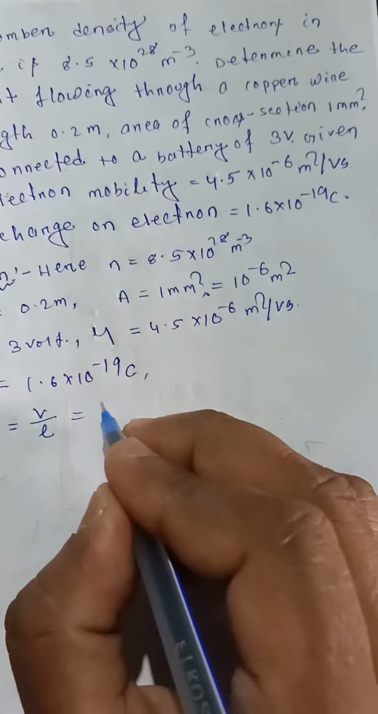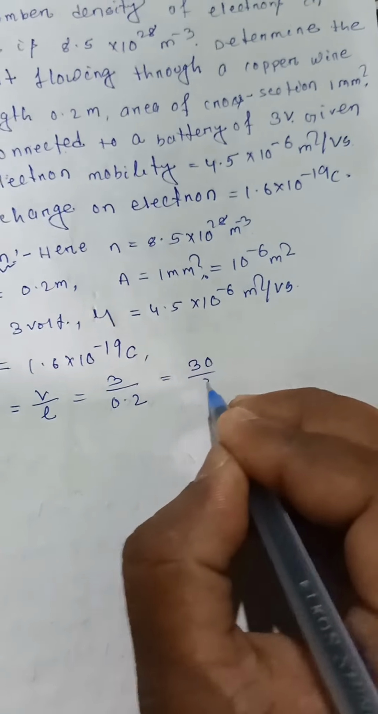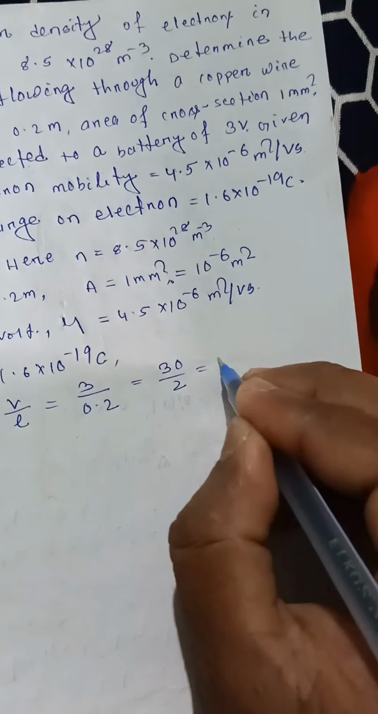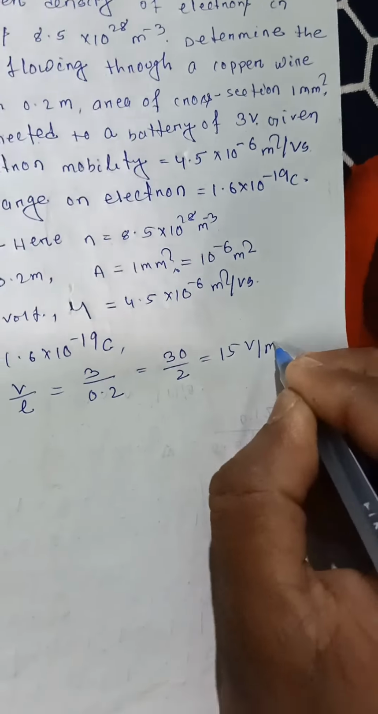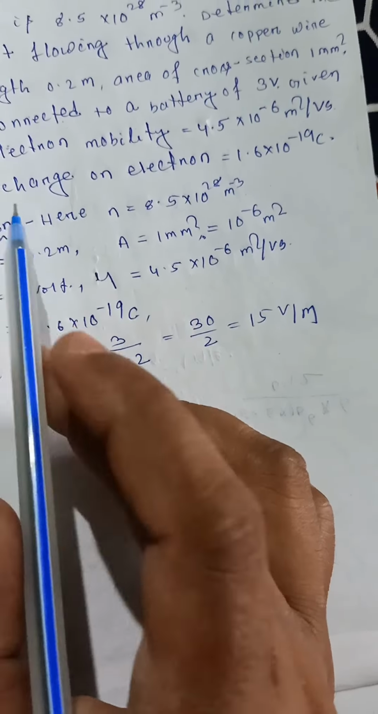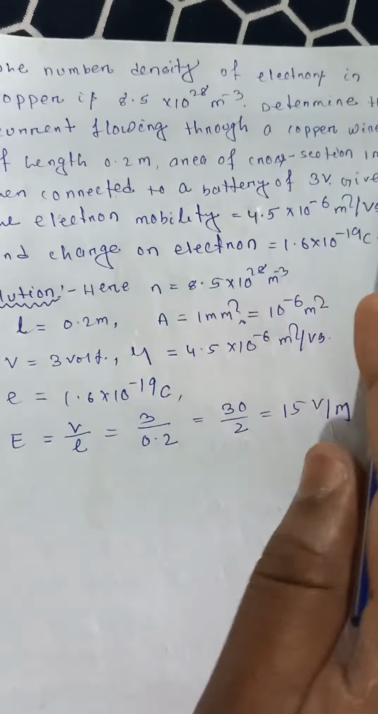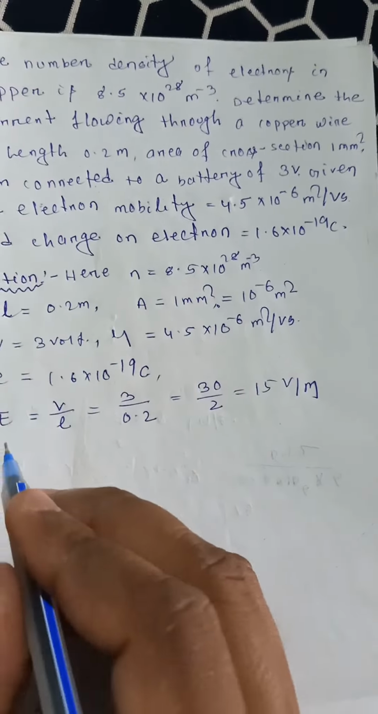So we have to calculate the electric field. E equals potential 3 divided by length of the conductor 0.2, which is nothing but 30 by 2, that is 15 volt per meter. Now we have to find how much current flows when connected to a battery. So first we calculate the current.